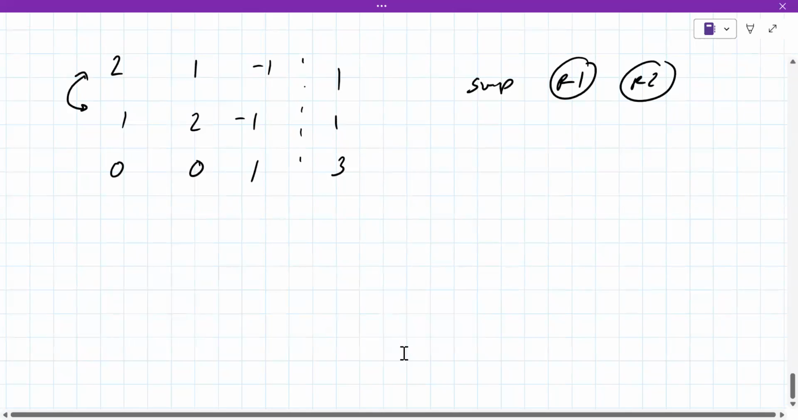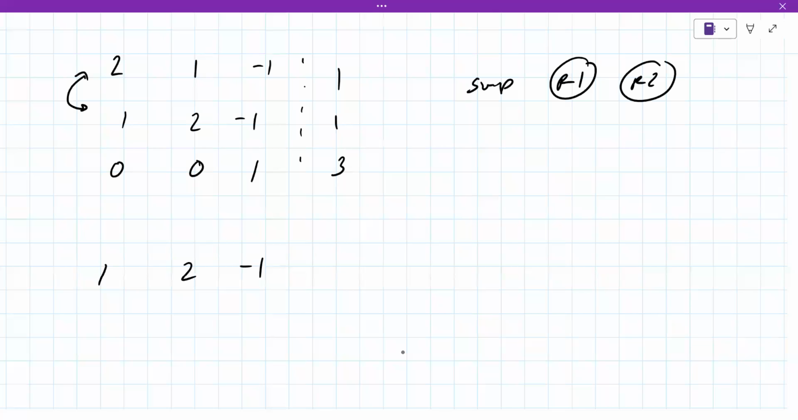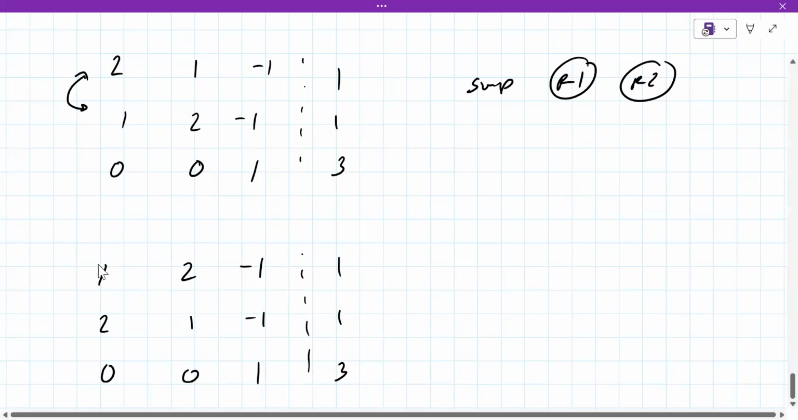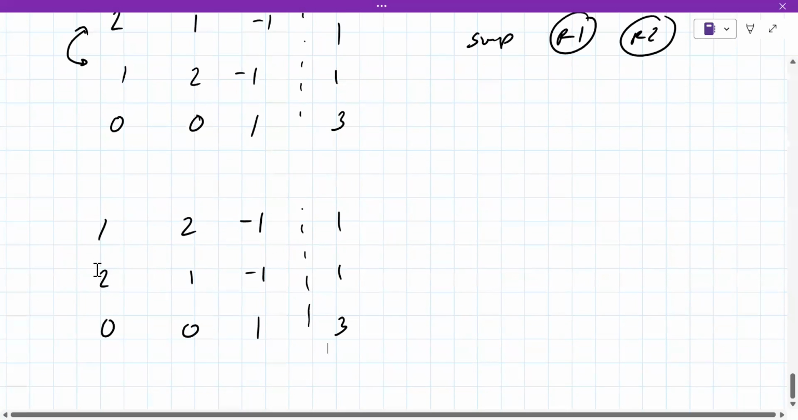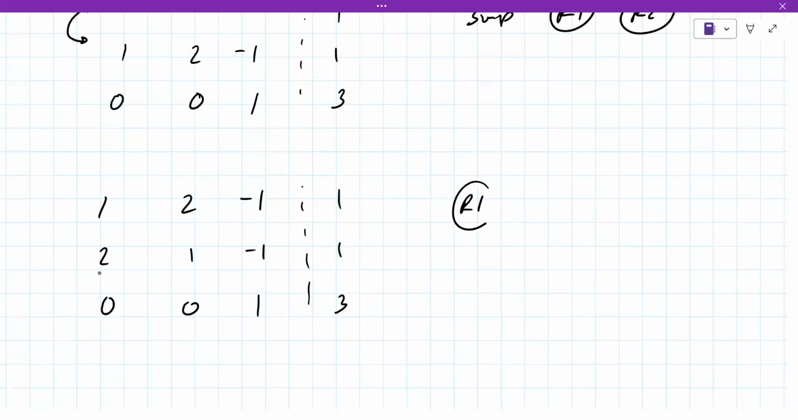I'll just do it by hand. It's going to take too long. All right, 1, 2, minus 1, 1, 2, 1, minus 1, 1, 0, 0, 1, 3. So you really want a 1 in the top left corner. That's why we're swapping them. Now we're going to take row 1, multiply it by -2, and add it to row 2. This becomes your new row 2.